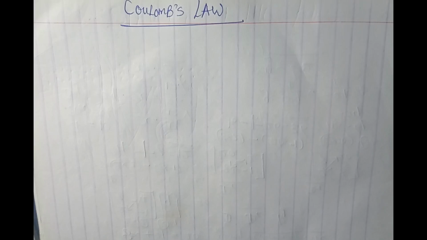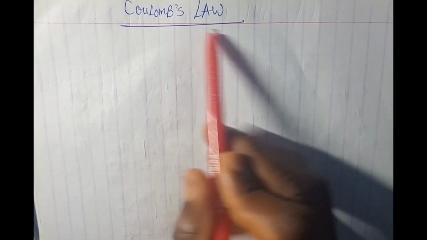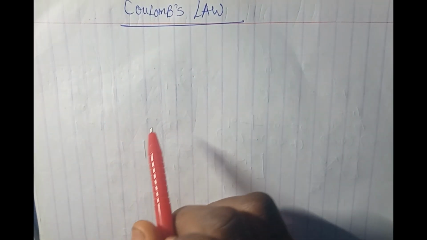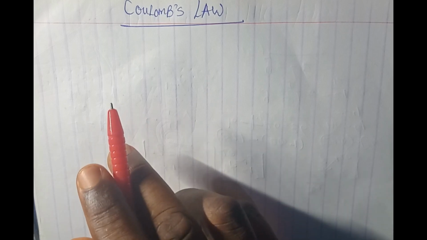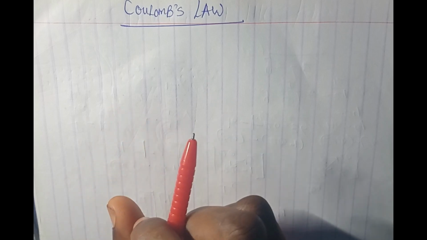So, you've been hearing of Coulomb's law. In this video, let's actually talk about it. Are you ready? There is this French physicist named Charles Coulomb. From his experiment, he brought out a law which is Coulomb's law. Is that clear?